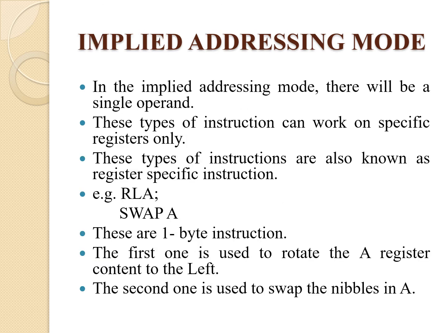Implied addressing mode. In the implied addressing mode, there will be a single operand. These types of instructions can work on specific registers only. These types of instructions are also known as register specific instructions. For example, RL A, rotate left accumulator; SWAP A, swap the nibbles of register A. These are 1 byte instructions.